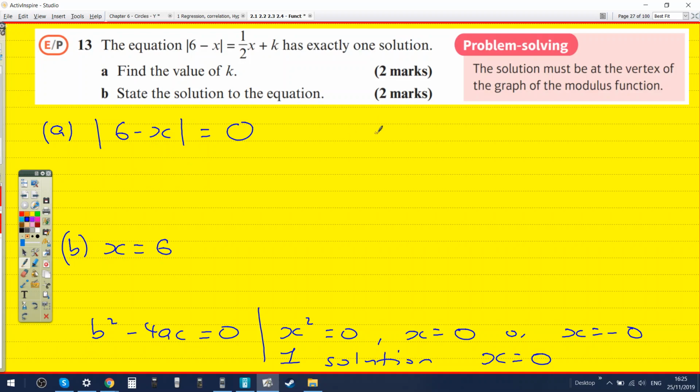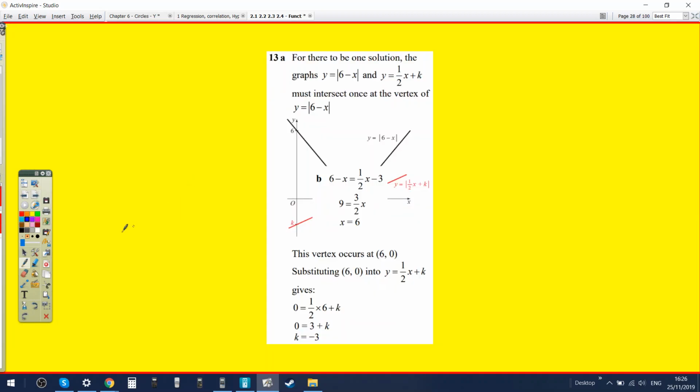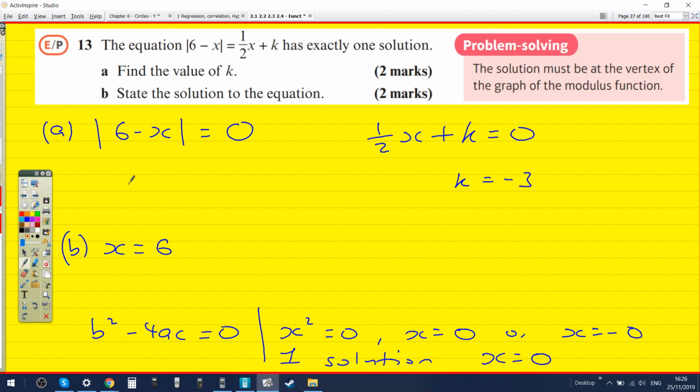Does k have to equal minus 3? I think so. A half x plus k equals 0. So k equals minus 3 and x equals 6. So x is 6 and k is minus 3. Yes. So basically you get one solution and only one solution when the modulus is equal to 0. Any questions about that? No, I don't think so.